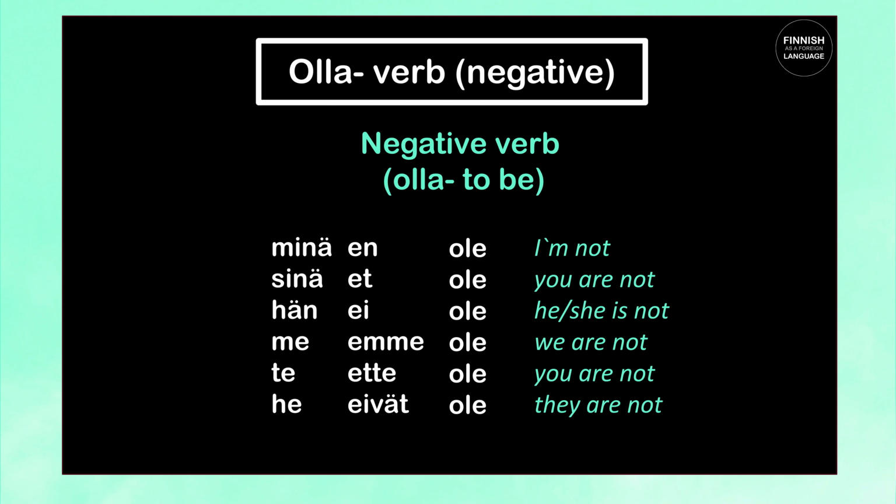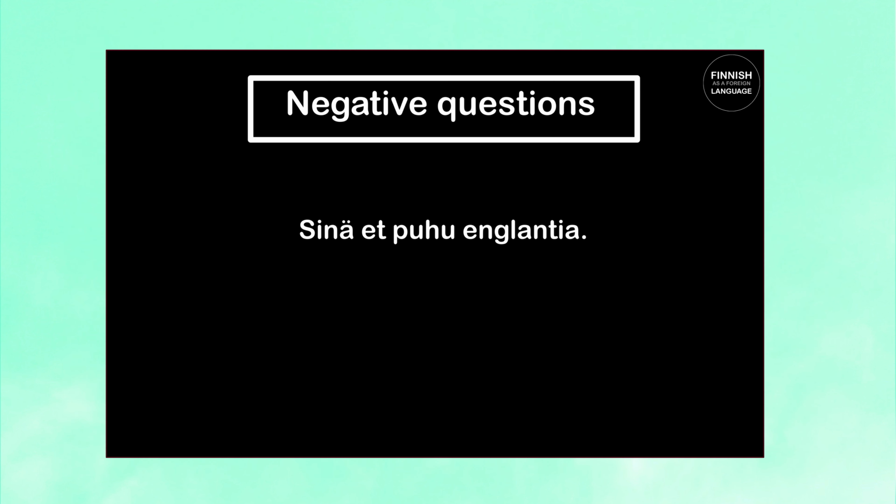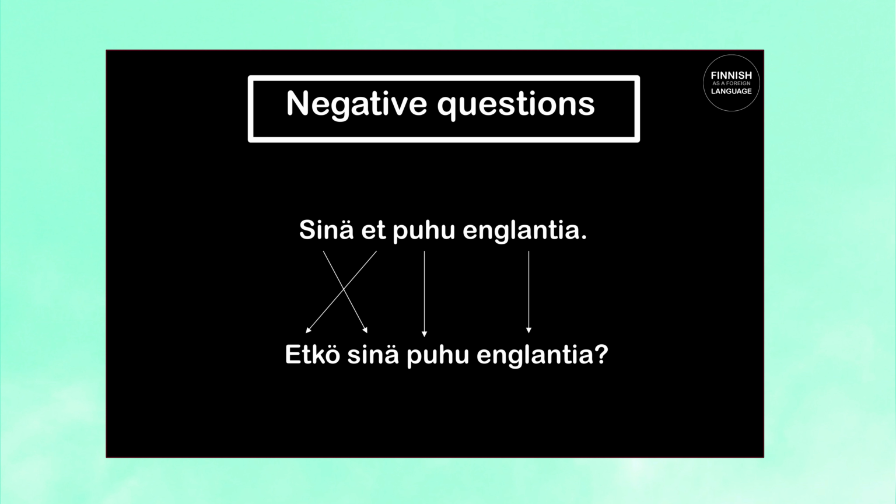Alright, we carry on with chapter 4, the negative questions. First, let's take a look at this sentence. Sinä et puhu englantia means you don't speak English. Now, if you want to ask, don't you speak English? Then we have to put the negative verb, which is et here, to the first position of the question, followed by the question marker, kö. So that means we receive etkö sinä, which means don't you. And then we just add the verb stem to it, which is puhu. So we get etkö sinä puhu, meaning don't you speak what? Englantia, meaning English, standing in the partitive case.